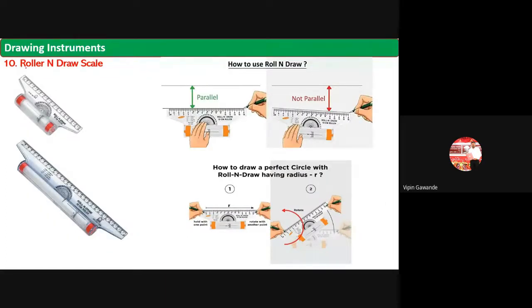Now, the roll and draw scale. Using the roll and draw scale, you can draw horizontal lines, inclined lines, and circles also. Everything you can draw. I strongly recommend you always use the roller scale only. Do not use the common, normal scale. Always make use of the roller scale, because with it we can easily draw anything: parallel lines, inclined lines, and all the other things.